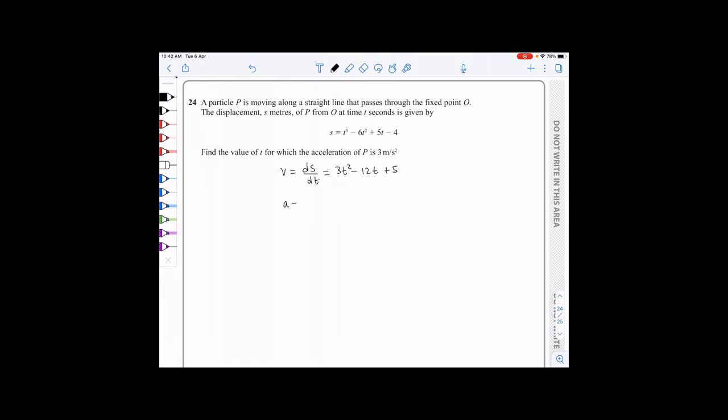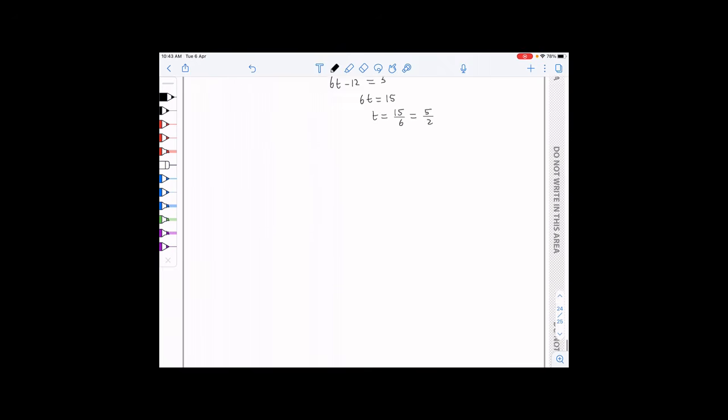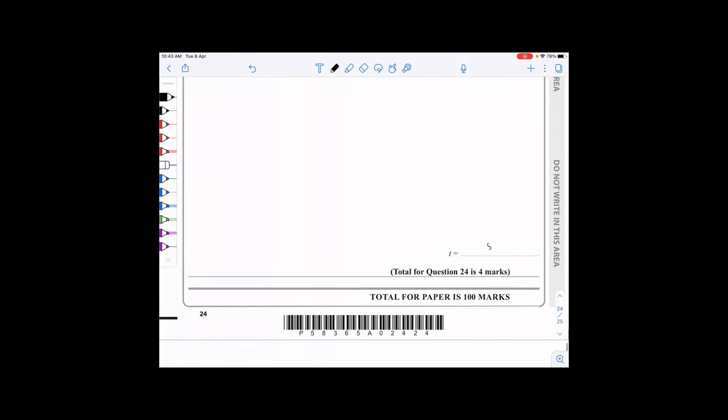And actually, acceleration is the derivative of velocity with respect to time. So I will differentiate the second time, 6t minus 12. Now, we need to find the value of t for which a is 3. So I really need to solve 6t minus 12 is 3. 6t is 15. So t turns out to be 15/6, which simplifies to 5/2. That's the value of t, the time for which the acceleration will be 3 meters per square second.